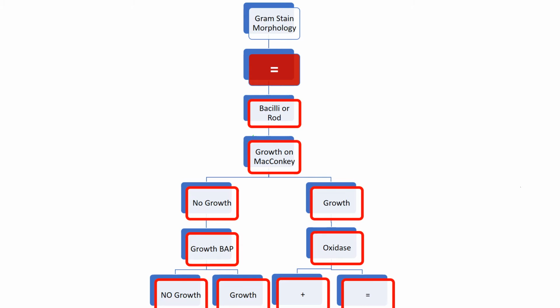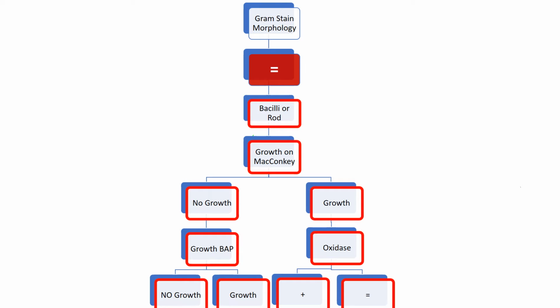Okay, so let's look at the flow chart. You may notice that the first media I would like you to look at is growth on MacConkey. Why? Because if the organism is growing on MacConkey, you know that it is not a gram-positive organism, because MacConkey is selective. It selects only for gram-negative rods, right? But it's also inhibitory because it inhibits gram-positive organisms. So no growth on MacConkey tells you that the gram-negative isolate is a fastidious organism that is inhibited by MacConkey.